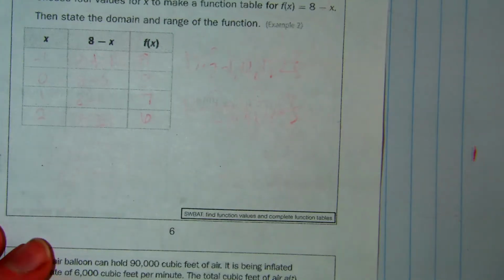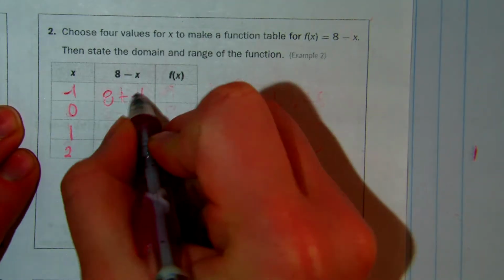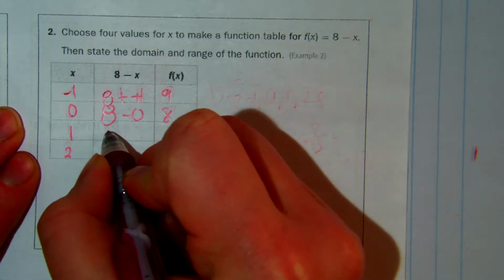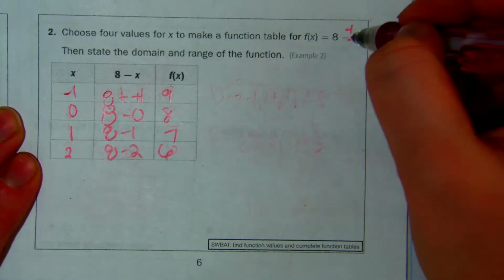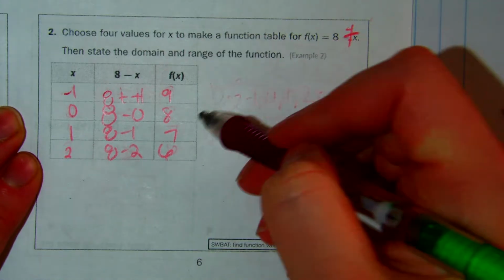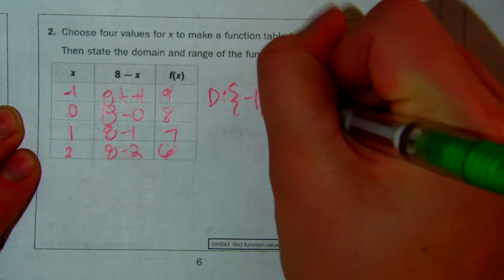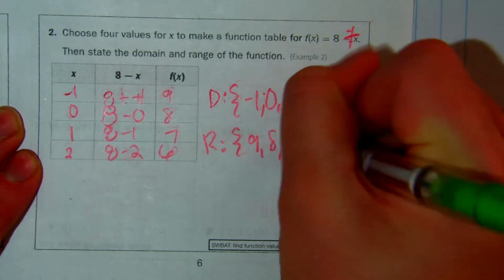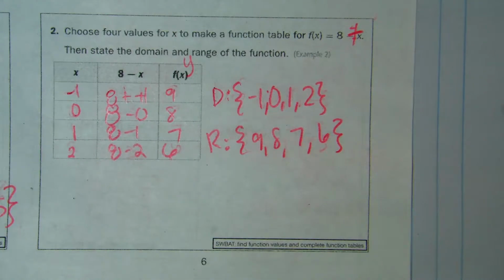So we're going to try to do the same thing here. Let's pick -1, 0, 1, and 2. Show our work. So 8 minus -1 is 9. 8 minus 0 is 8. 8 minus 1, 8 minus 2. Again, the slope being -1 over 1. Falls 1, runs 1. So that's why this is falling 1 every time. The domain, -1, 0, 1, 2. Range, 9, 8, 7, 6. X values and Y values. Or in this case, f of x values, because those are the same as your y values. Okay.